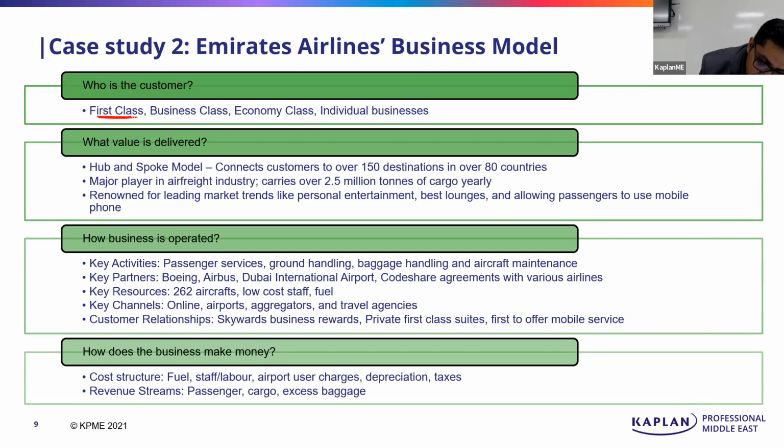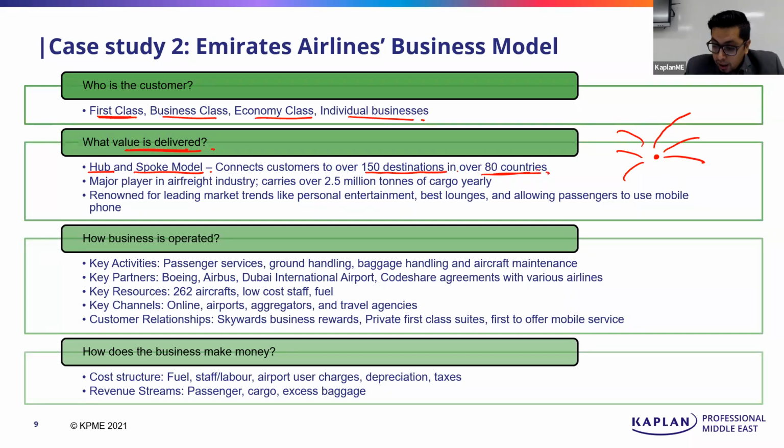So obviously the customers are first class, business class, economy class, individual businesses, right? So this is something that you would already be aware of. What value is delivered? The main business model of Emirates Airline is its hub and spoke model. What do you mean by hub and spoke model? Dubai is the hub, and it connects you, like the spokes of a bicycle, to 150 destinations in over 80 countries, right?